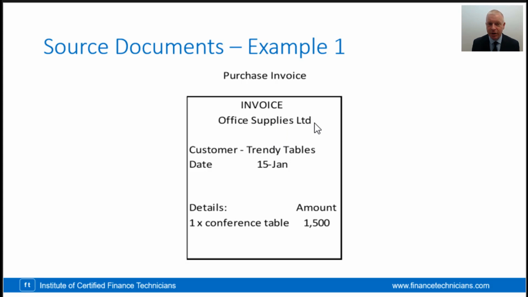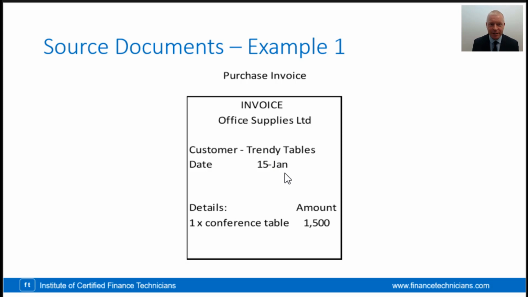The name of the supplier is usually fairly prominent on the document, and then it must have the name of the customer. Other details may be included here, such as order numbers or the sales invoice number as well, or the purchase invoice number I should say in this instance. So just be aware that's what one looks like.